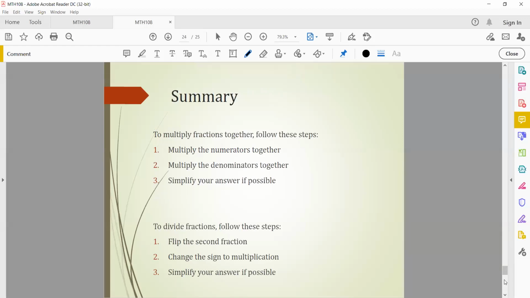So here's just a summary of everything. For multiplication, multiply the numerators together, multiply the denominators, and simplify your answer if possible. And then to divide fractions, change the sign and flip your second fraction. The first fraction just chills and stays the same.